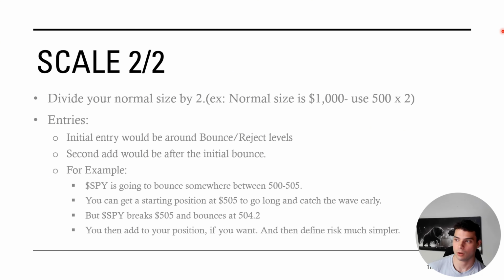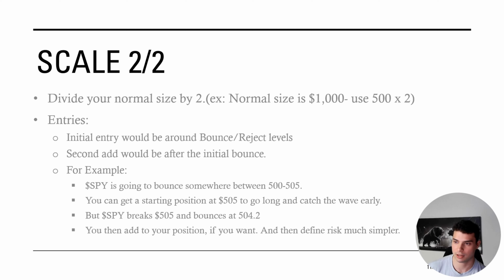Now, this is one of the ways I scale into 2 by 2. So it should be very simple for you guys. I just divide my normal size by 2. So let's say your normal size is 1,000, and I'm using $1,000 for a normal total size, right?